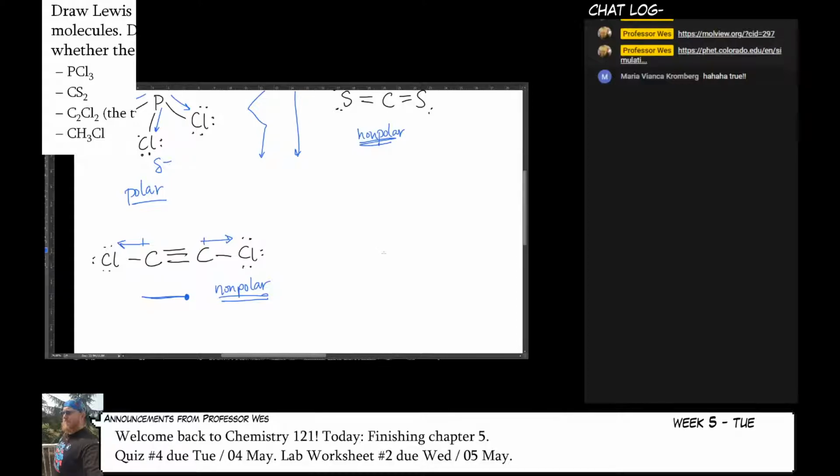And then finally, CH3Cl. I'm going to just put the Cl on top, though it doesn't matter. We said earlier that CH bonds were nonpolar, so there's only one bond in here that actually ends up being polar, and that's that. So if this is the only polarity arrow that's present, then this is the result. If it can't cancel out with anything else, it must be polar.